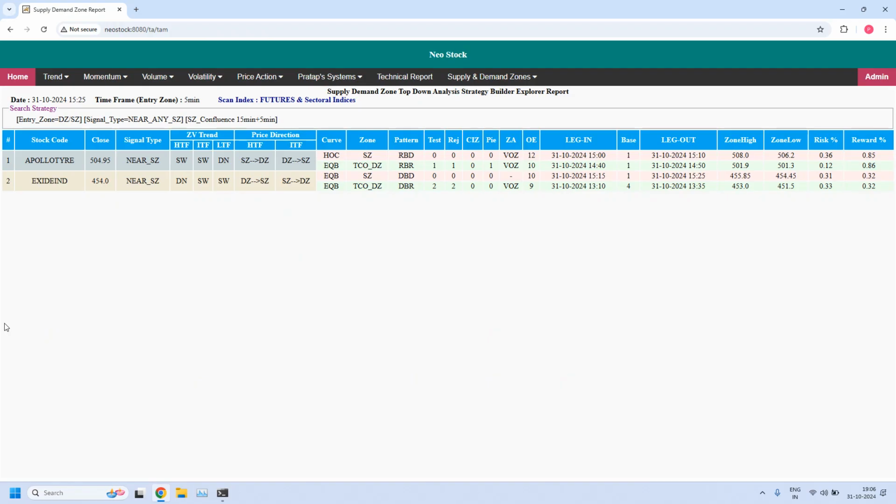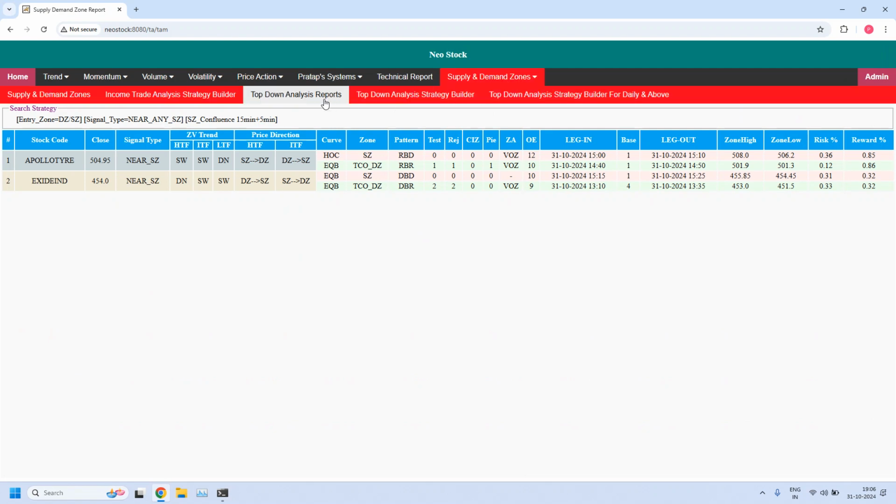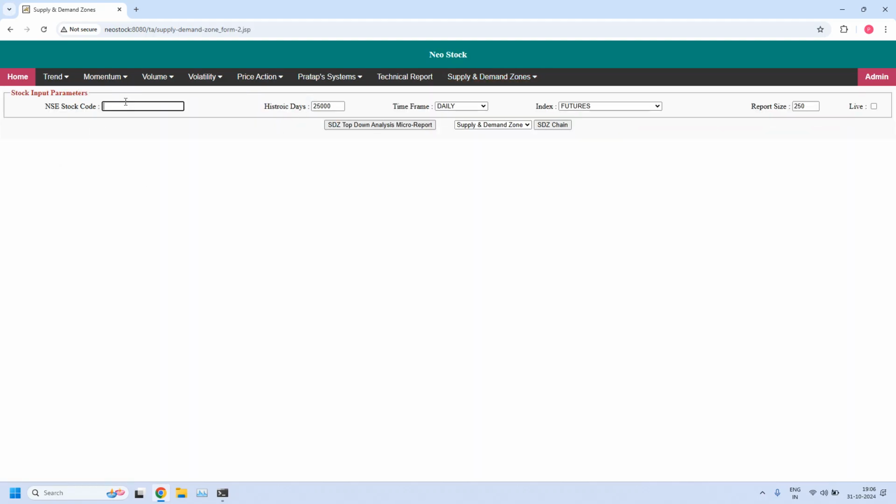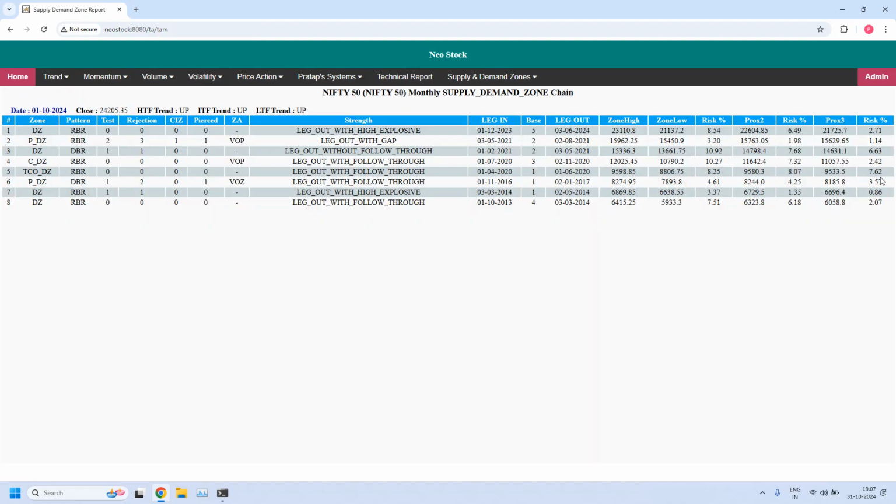So this is about stocks near demand and supply zones for different time frames. Now let me generate a NIFTY and BANKNIFTY supply demand zone chain. Let's start with NIFTY. That is nothing but NIFTY 50. Let's start with the monthly time frame. I'm generating the monthly supply demand zone chain for NIFTY. So this is the monthly supply demand zone chain.